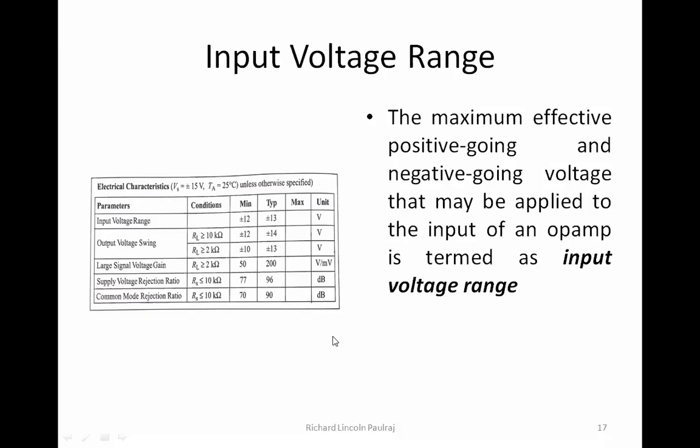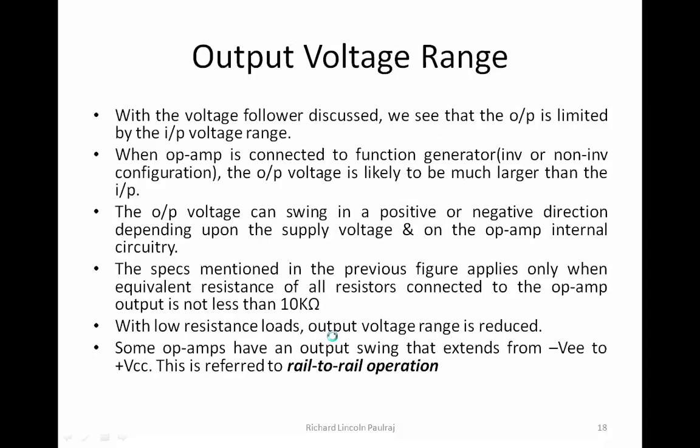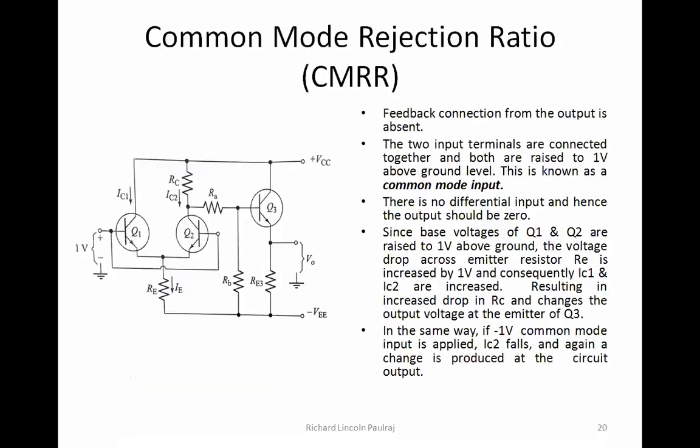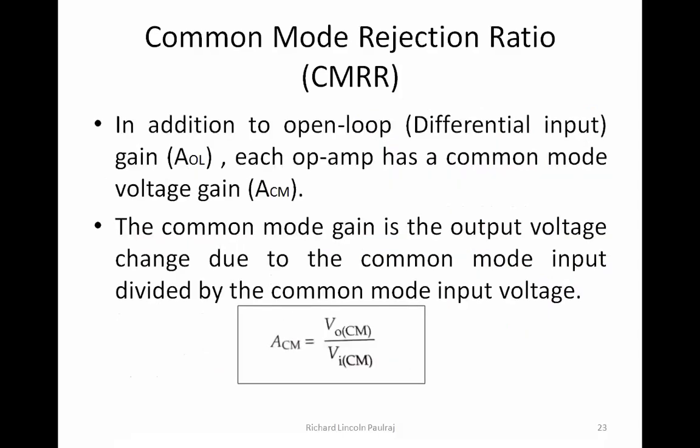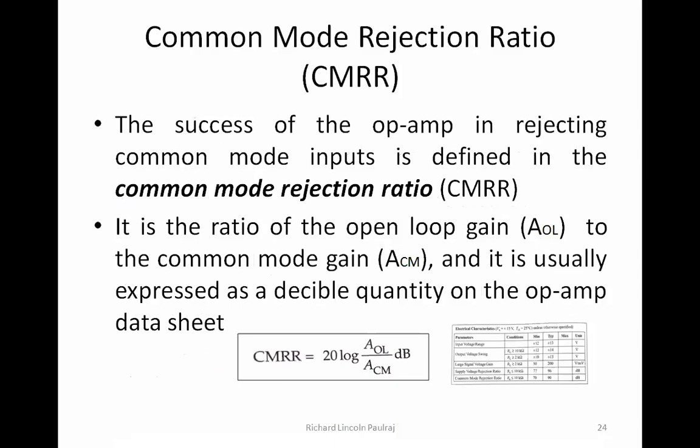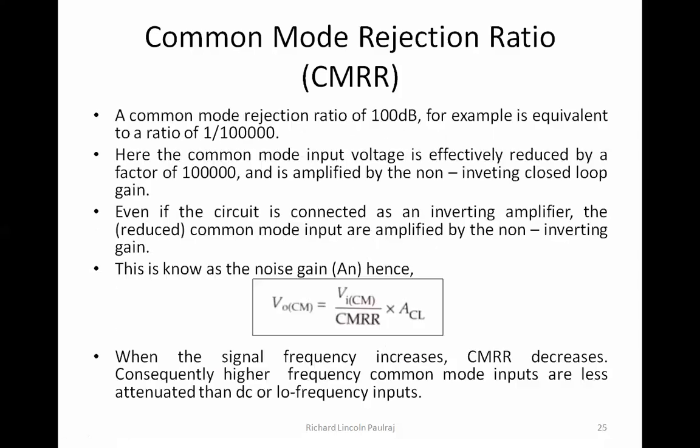Based on this, we had discussed CMRR, and then we saw a small circuit and also looked into the common mode gain. Ultimately we got to know that CMRR is 20 times the logarithm of the open loop gain over the common mode gain. So this one should be kept in mind.